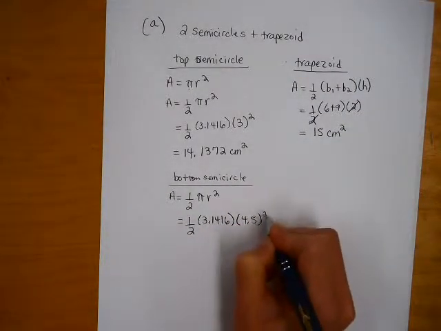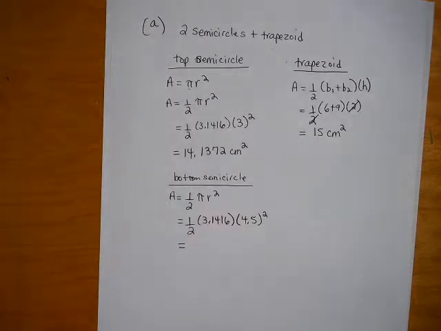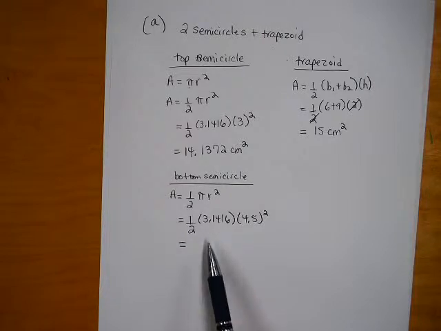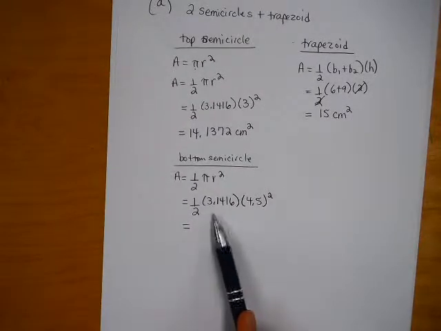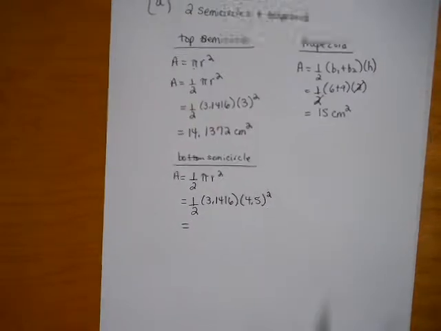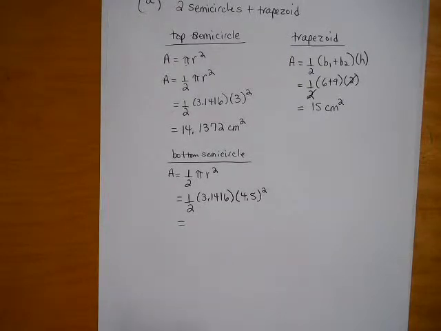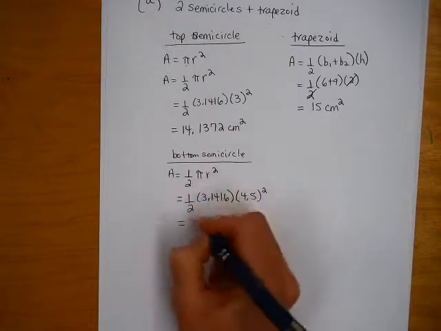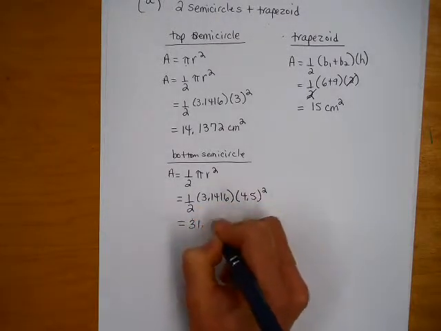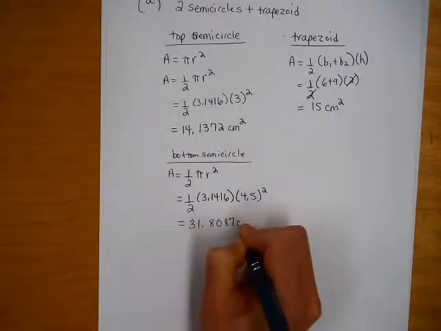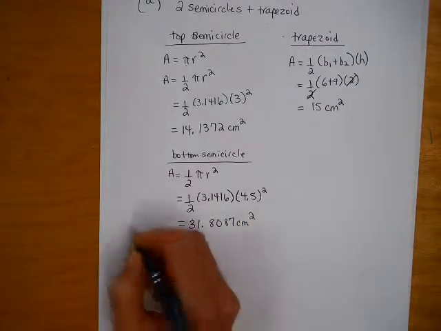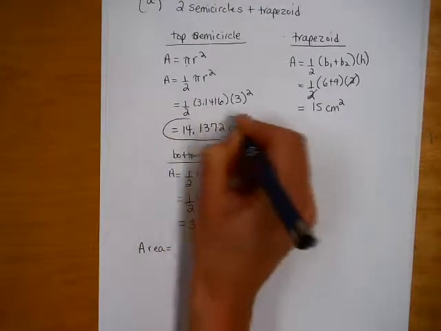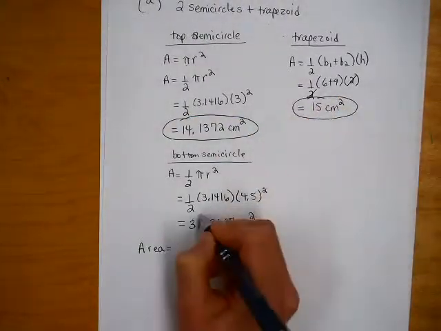And that's going to be squared. That's my r squared. And again, I would just type that into my calculator as 0.5 times 3.1416 times 4.5 squared. And that is going to give us 31.8087 square centimeters.